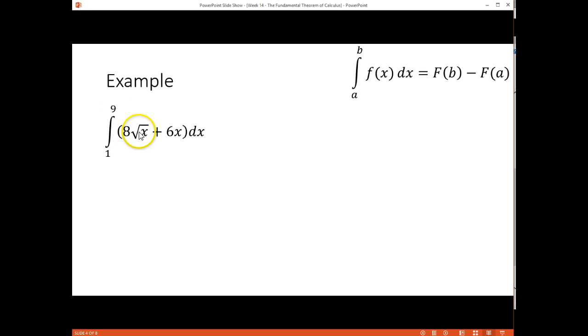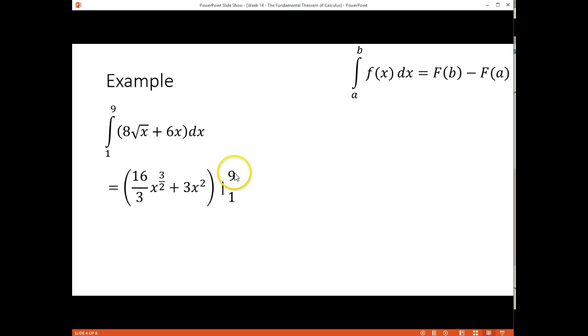I have x to the square root of x times the square root of x, 8 times the square root of x plus 6x. Remember that the square root of x is just x to the 1/2 power. So when you integrate this, you're going to get 16/3 x to the 3/2 plus 3x squared. Again, to check this, we can just take the derivative of this and we should get this function inside.